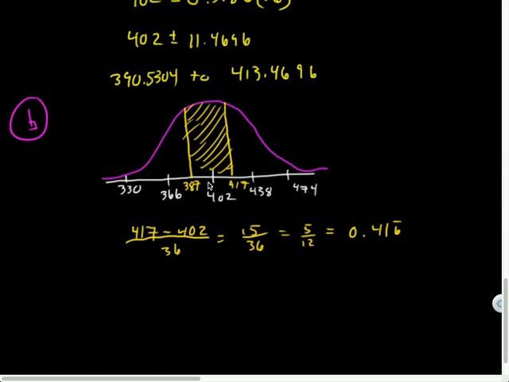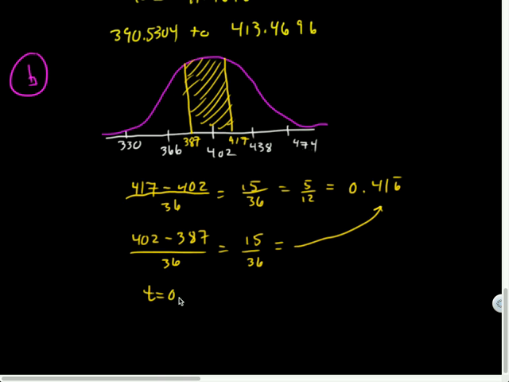And now I'm not sure 387 is the same number of standard deviations below, so let's figure that out. So I take the mean, subtract 387. That would give me the units away, but let's divide by a standard deviation so I can figure out how many standard deviations away it is. So 402 minus 387, divided by 36. It's the same thing. So that means my t-value is 0.416 repeating, right? That's my t.